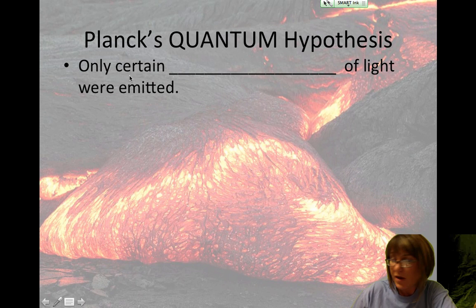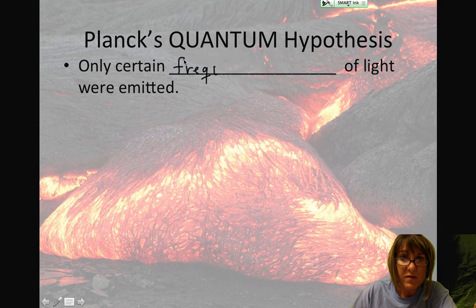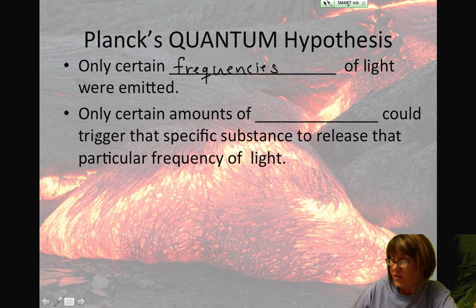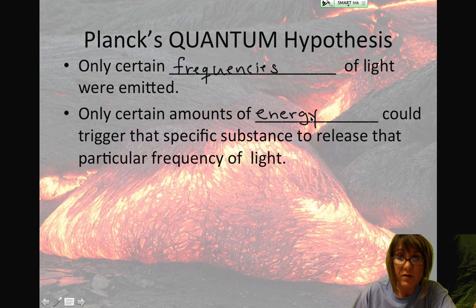Planck's quantum hypothesis basically states that there are only certain frequencies of light that were emitted, and he noticed this by doing experiments. He would shine light onto metals, and only certain amounts of energy could actually get that substance to release light, and it only came in certain frequencies. Not any old frequency would do.